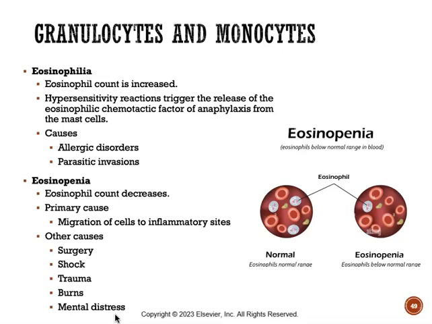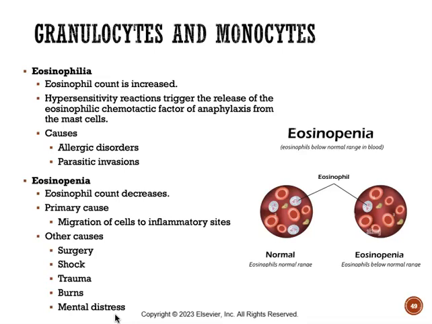During a hypersensitivity reaction, our mast cells can release eosinophilic chemotactic factor, which draws the eosinophils to the site of inflammation. And we see this a lot in people that have this type of specific asthma, hay fever, or other parasitic diseases. Now, if we go on the opposite end of things and we have eosinopenia, that is going to be a decrease in our eosinophils.